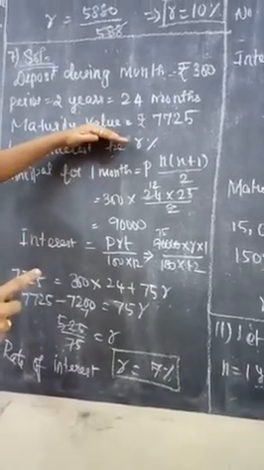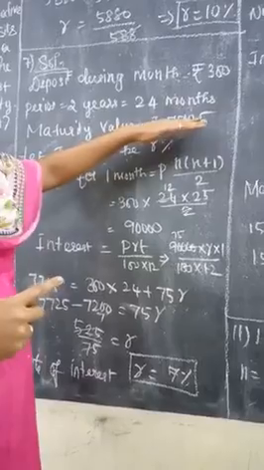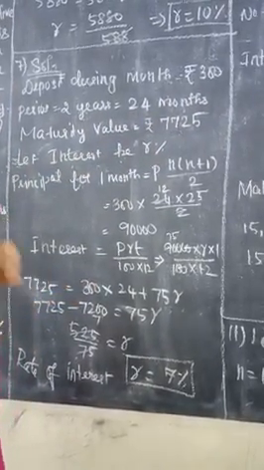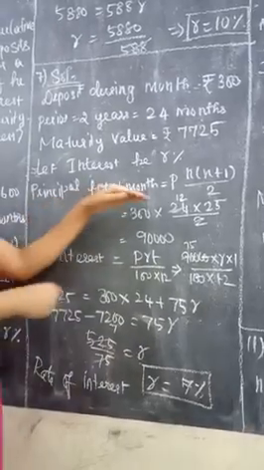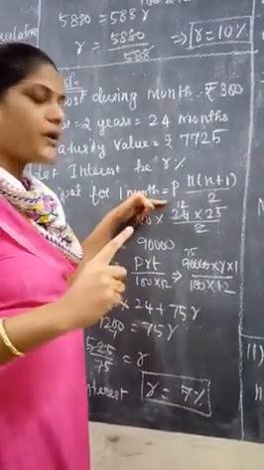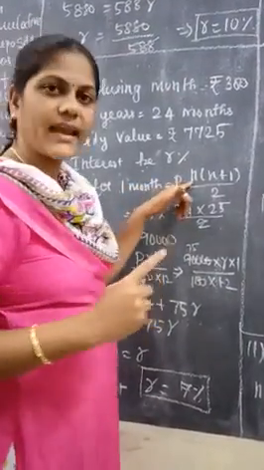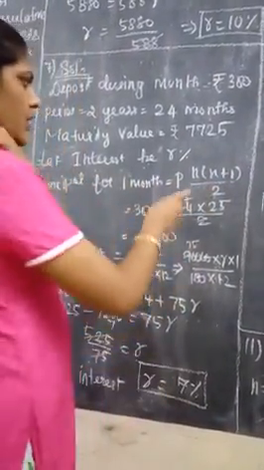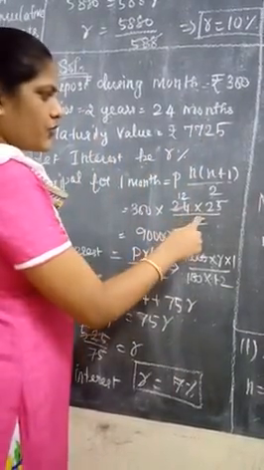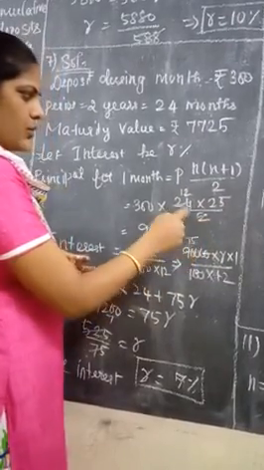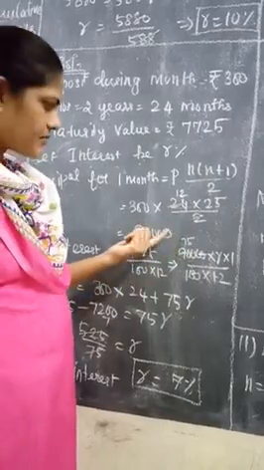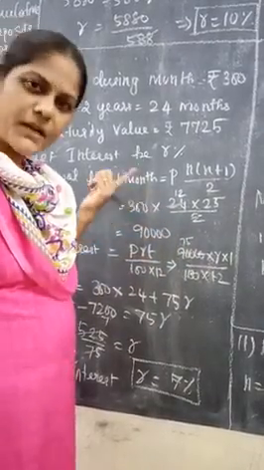What is the maturity value they have given? 7,725. We need to find the rate of interest value. How do we find the rate of interest? Listen. Principal first, as usual, the same category. Principal for the first one: P into N into N plus 1 divided by 2. What is P? 300 into what is N? 24. So 24 into N plus 1, 25, divided by 2. Cancel it, you will be getting 12. So 90,000 is the principal amount.